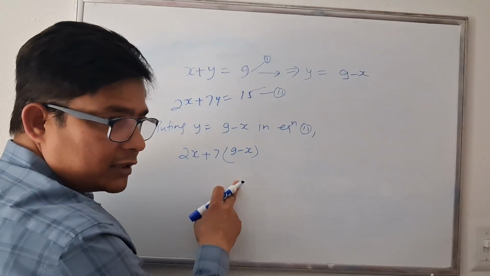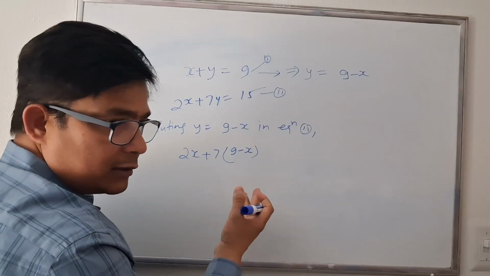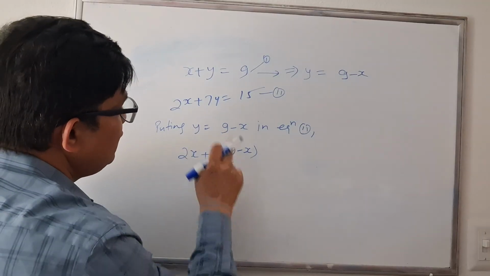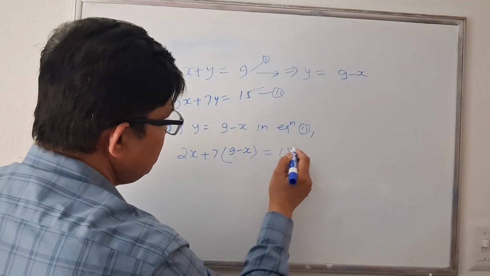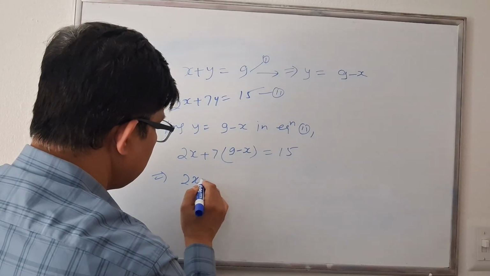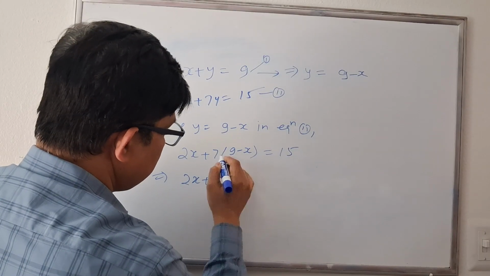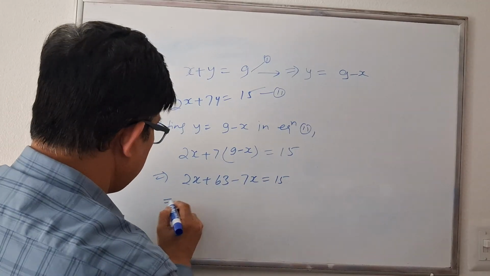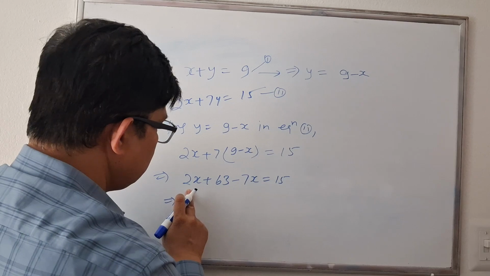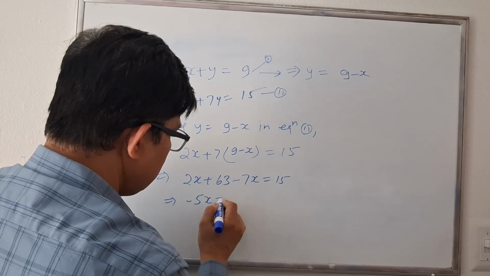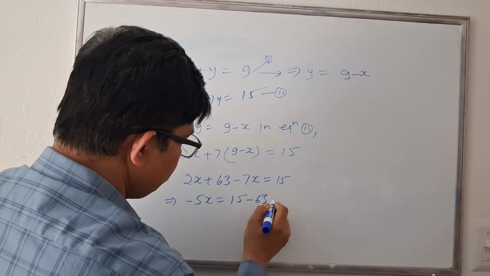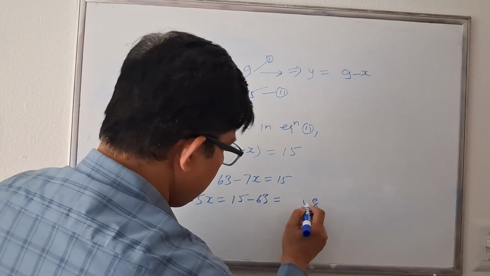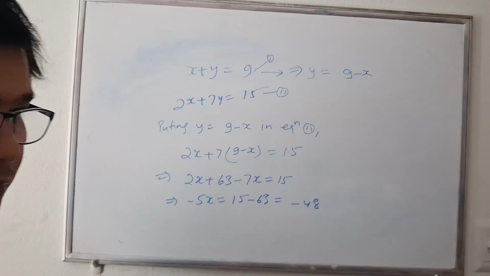So basically you are replacing one variable with another variable. Okay? So here y is equal to 9 minus x. I put it in place of y, so I put 7 times 9 minus x is equal to 15. Now solve it. 2x plus 63 minus 7x is equal to 15. Then you have 2x minus 7x, minus 5x, and 15 minus 63, 48. Yes or no? Mm-hmm.